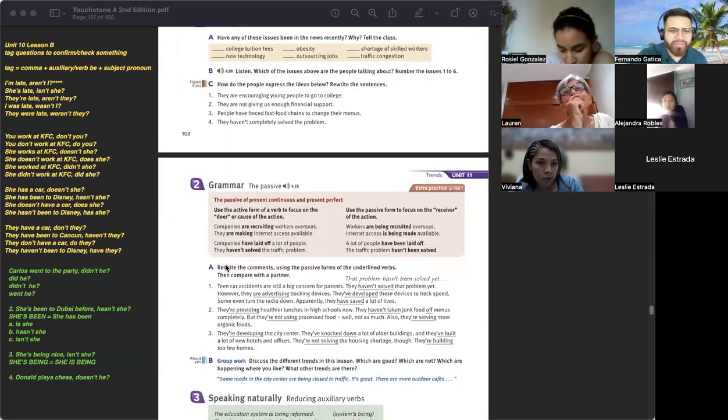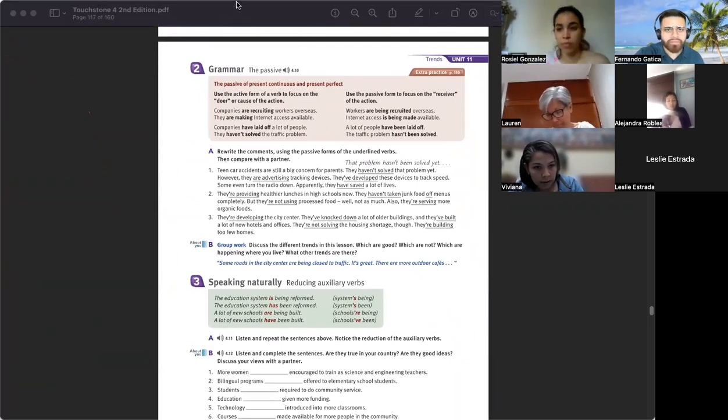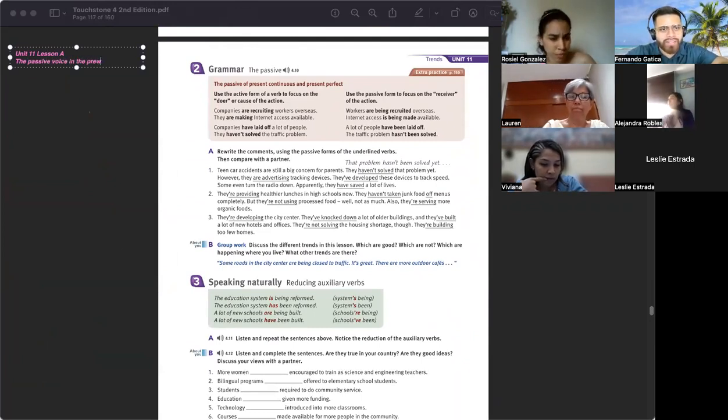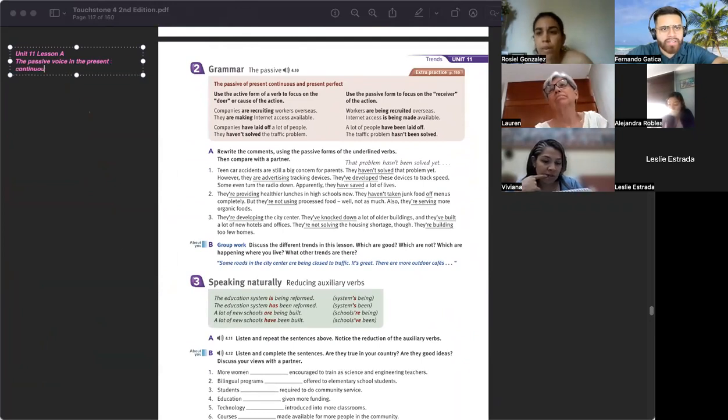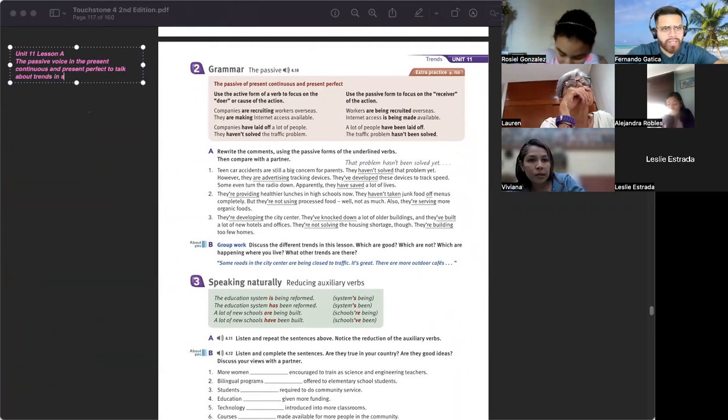Well, in that case, go to page 109. All right, now page 109, this is unit 11, lesson A. And here we're talking about the passive voice in the present continuous and present perfect, to talk about trends in society.